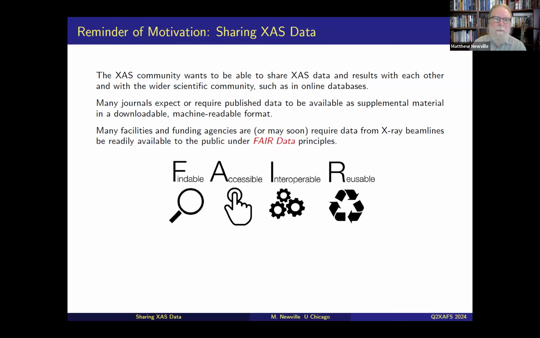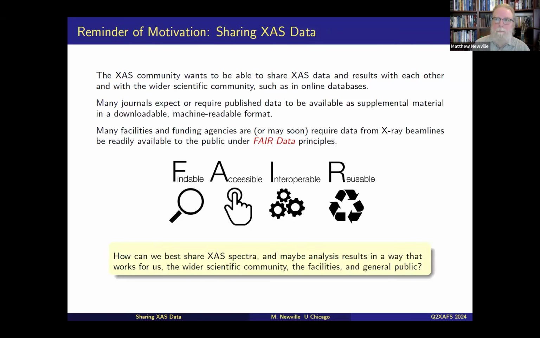Also, at the same time, over the past decade or two, many facilities and funding agencies are working toward requiring that the data from the federally funded labs, so most X-ray beamlines, are readily available under FAIR data principles: findable, accessible, interoperable, and reusable. That means the data produced by the synchrotrons, at least most of the XAFS data that we create, has to be made available. So getting a format that can be readily digested would be a wonderful thing. So the questions are, how can we best share XAFS spectra, maybe analysis results and so on, to the wider community, not just to the experts, but even including the general public.